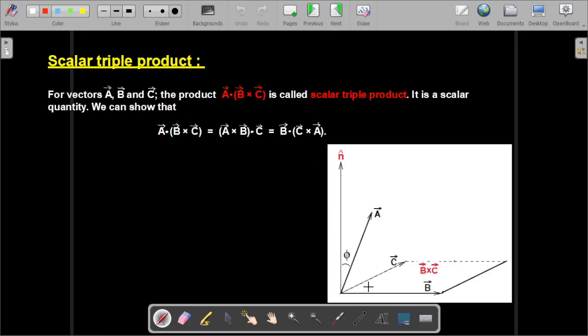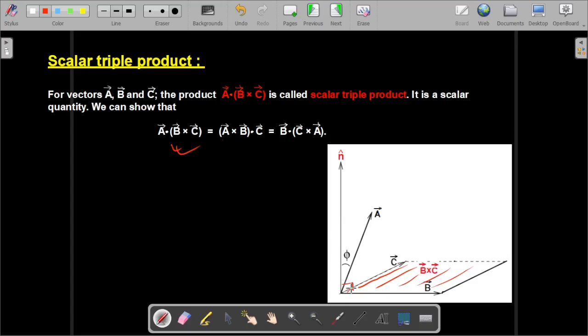Look at this. I have taken one example. In this example, I have taken B cross C. B cross C means what? Area. This area, right? And the direction of it will be in this direction, perpendicular to this area plane.